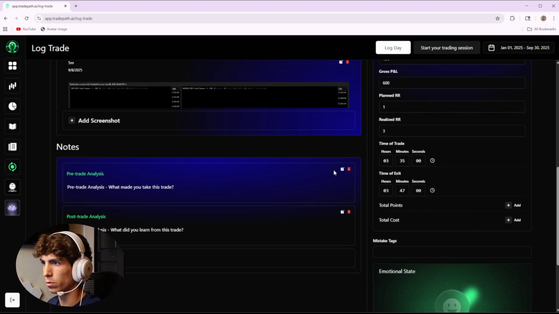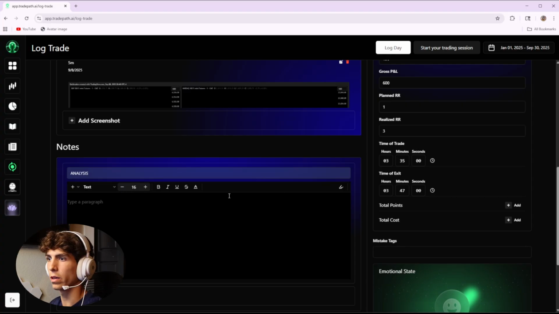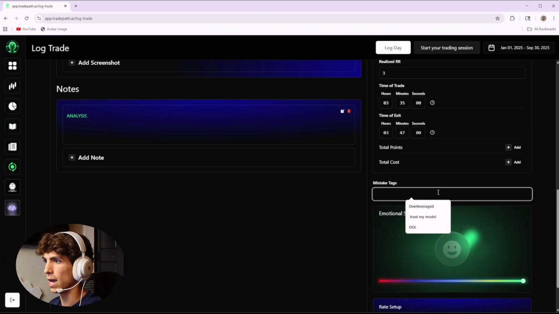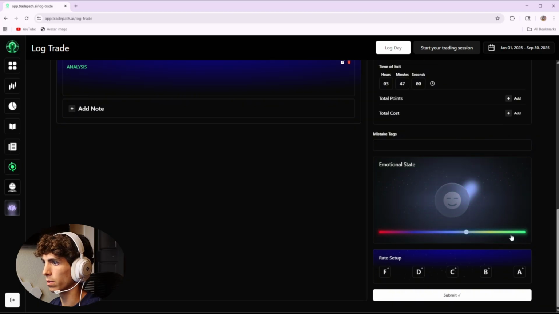I'm not going to do total points. So, and then in my notes, I would do analysis. Right here, I already have it down. Mistakes tagged: I could have over leveraged, trust my model, all these things. I don't have any mistakes tagged. I would put this here.